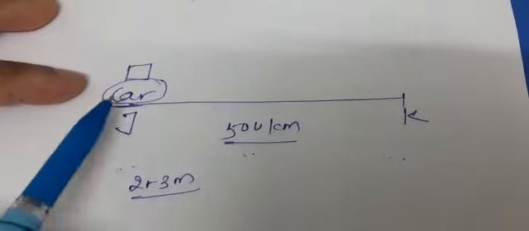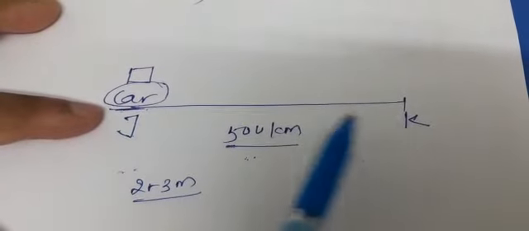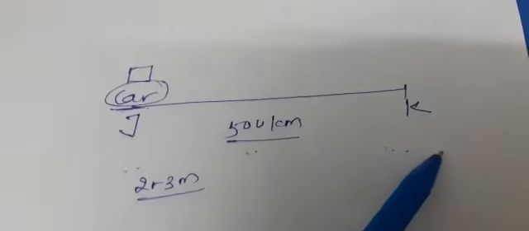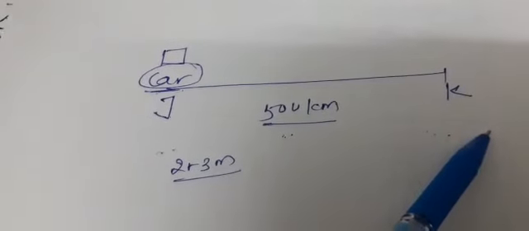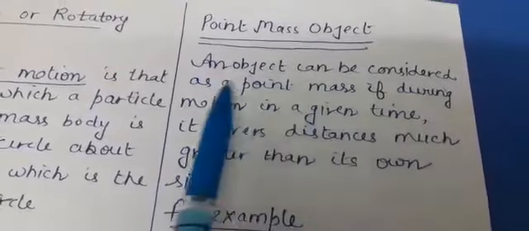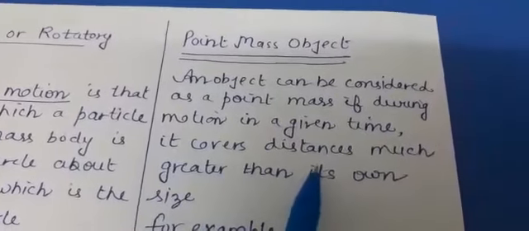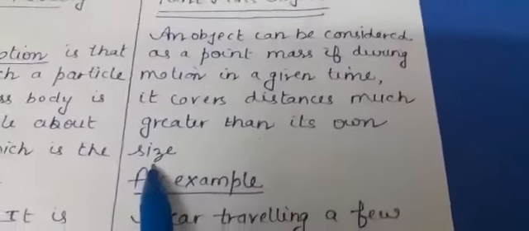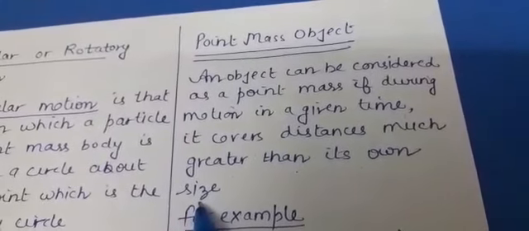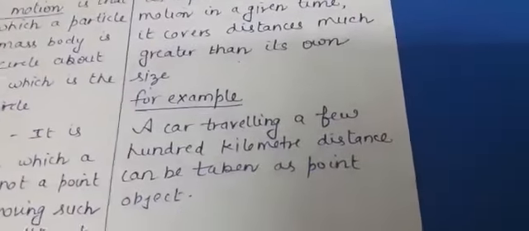Once again, when an object moves from one point to another and its size is very small compared to the distance covered from the initial to the final point, only then will we treat this object as a point object or point mass object. So, the definition: an object can be considered a point mass if, during motion in a given time, it covers distances much greater than its own size. I explained this with the example of a car. You can take any cyclist, any bus, and many more examples. So a car traveling a few hundred kilometers can be taken as a point object.